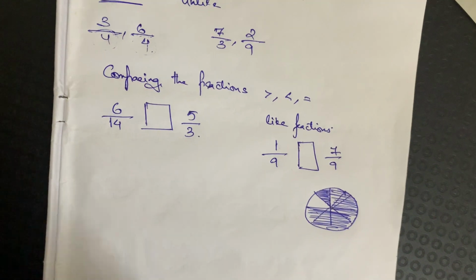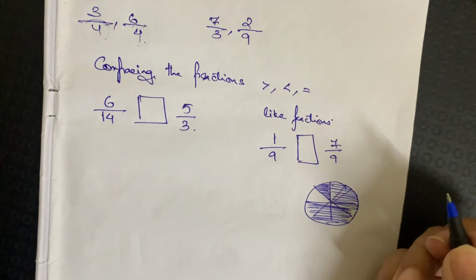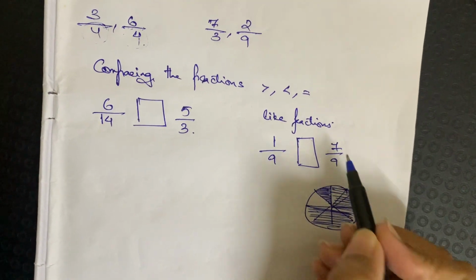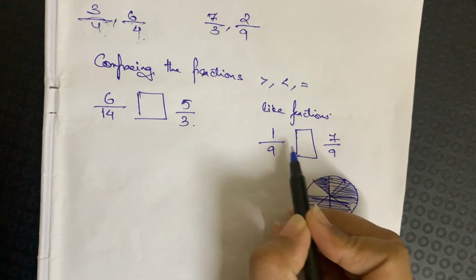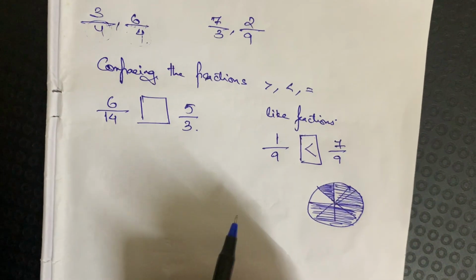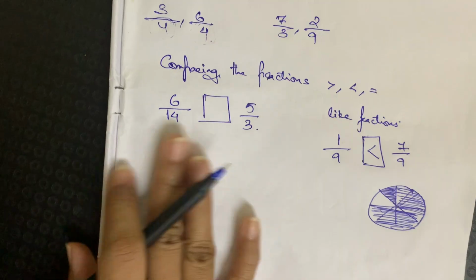So when I have like fractions, it's easy for me to compare and tell which one is bigger. Here this one is bigger, so I can say 1 by 9 is less than 7 by 9. But how do I tell here what is the fraction?